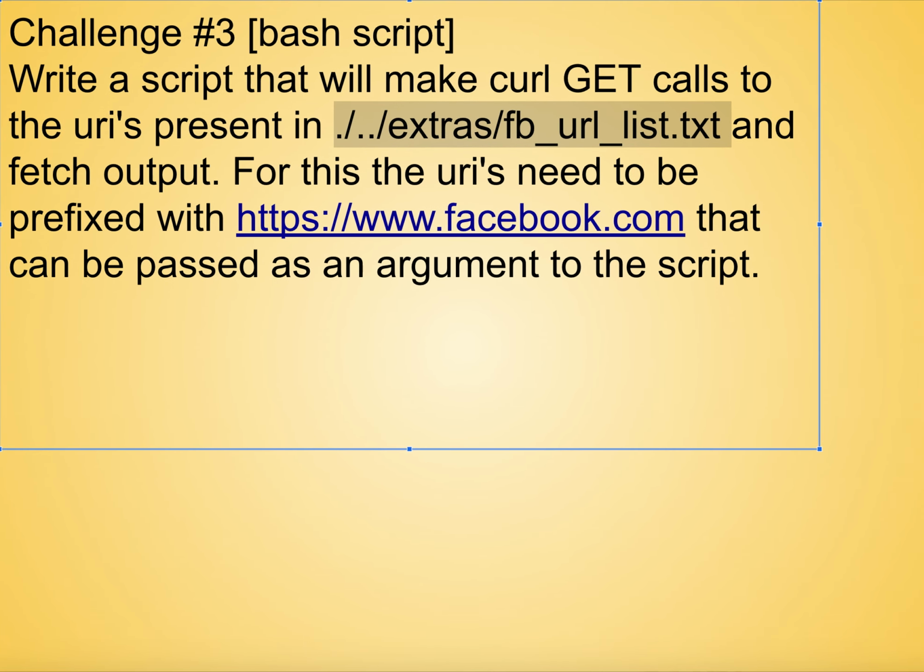The challenge here is, write a script that will make curl get calls to the URIs present in this file, which we have already seen, and fetch output. For this, the URIs need to be prefixed with https://facebook.com, which can be passed as an argument to the script. If we pass it as an argument, inside the script I can access it with $1, as you would already know.